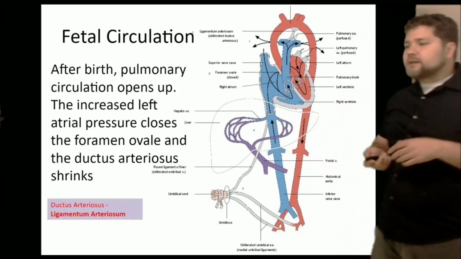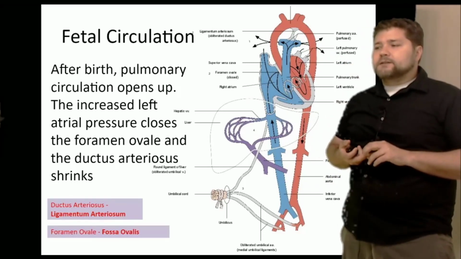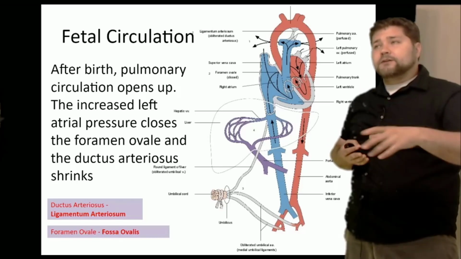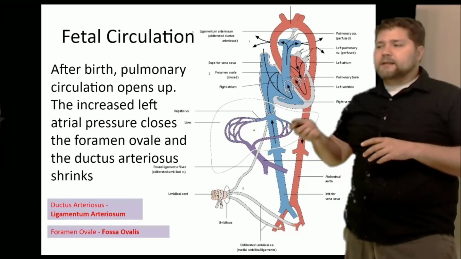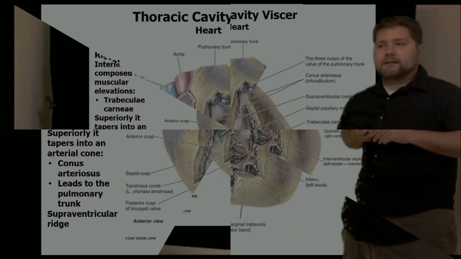So just be mindful of those two structures. The ductus arteriosus becoming the ligamentum arteriosum, and the foramen ovale becoming the fossa ovalis. That is an objective you might be tested on. All right.